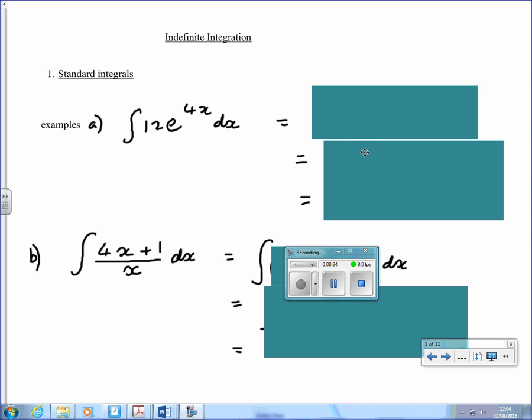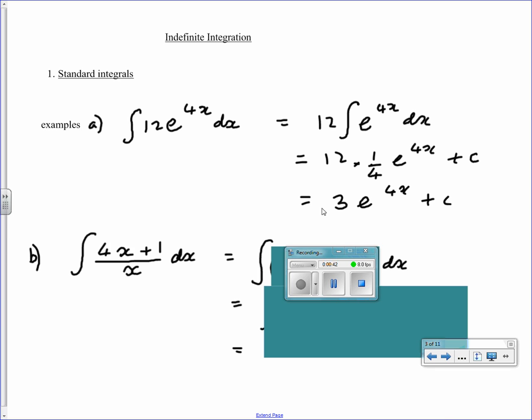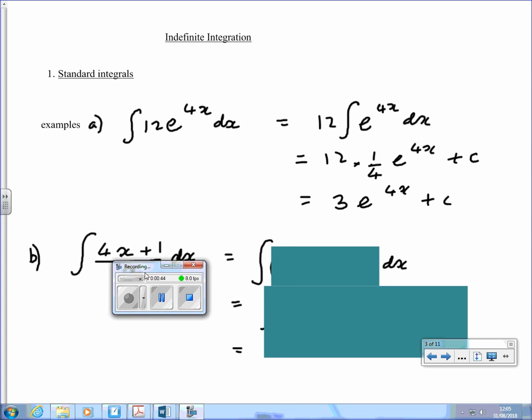The first type is having a standard integral. You may need to do some rearrangement to get your integration into the standard form. So you should know how to integrate e to the kx. This is more or less of that form. It's just 12 times a standard integral. So that one's easy to integrate.